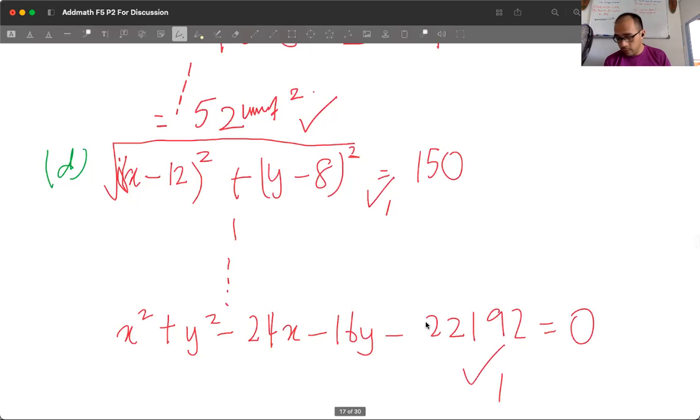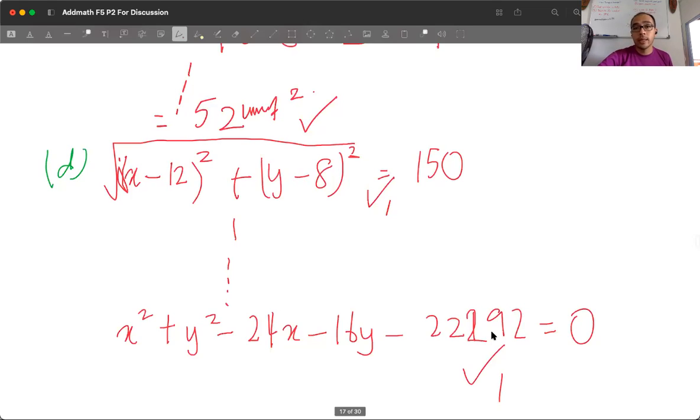22500. 22292, sorry. 22292. 14464. 22500 minus 144 minus 64. Yeah, 22292. Okay, and that's the equation of the locus.